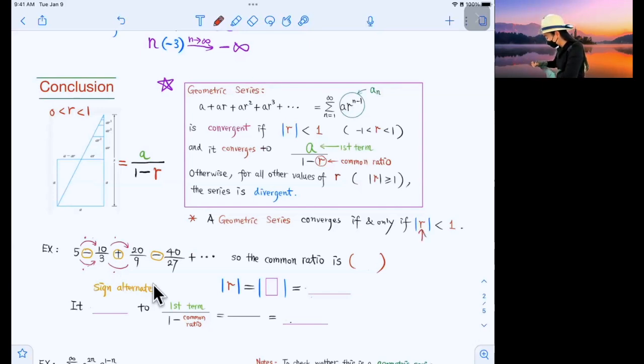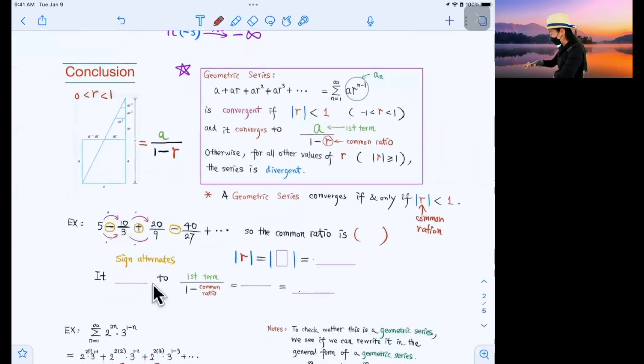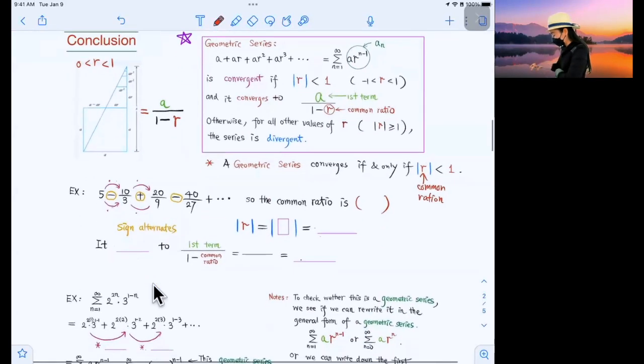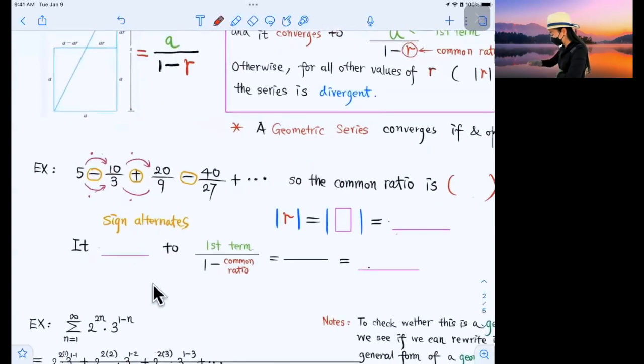So this is the common ratio. If the absolute value of the common ratio is less than 1, then the geometric series converges. If it's not, then it diverges. Okay, let's look at this example here.